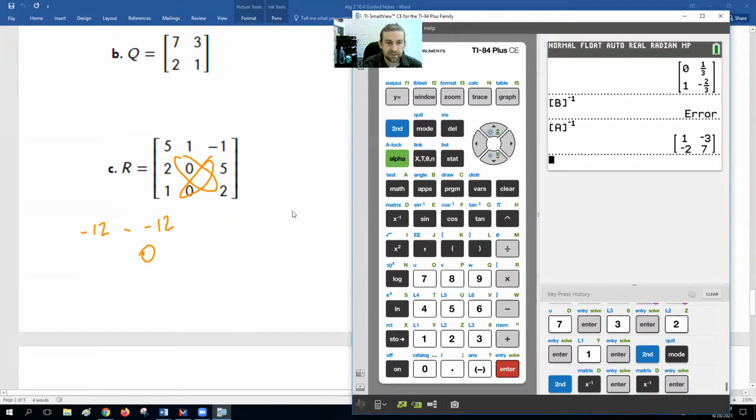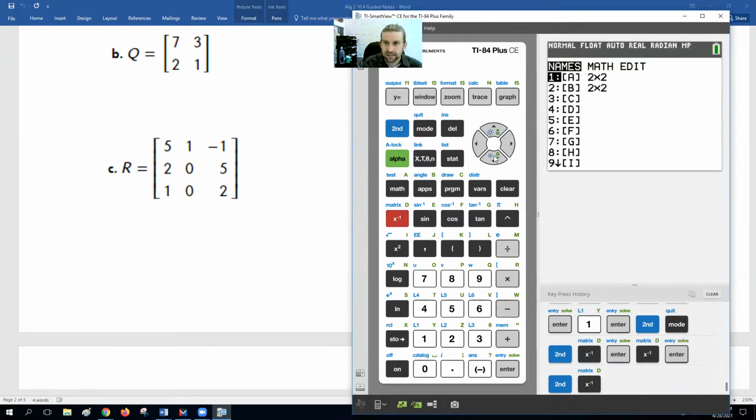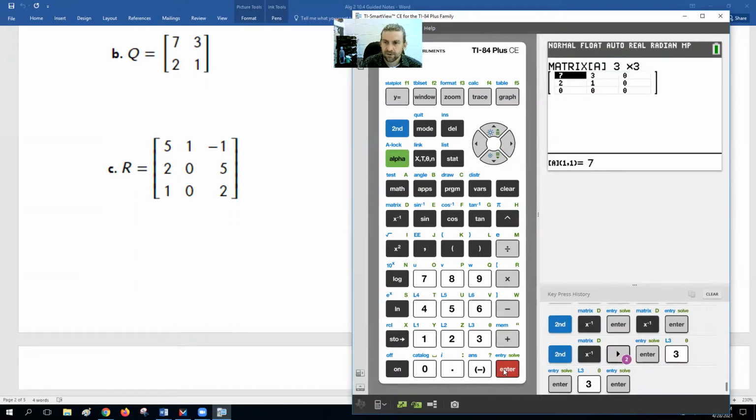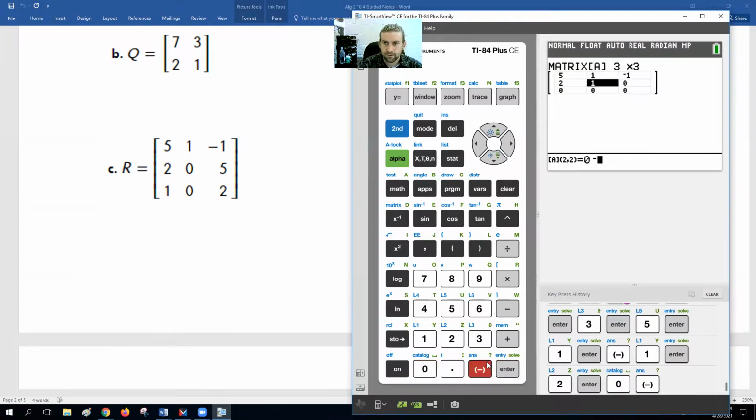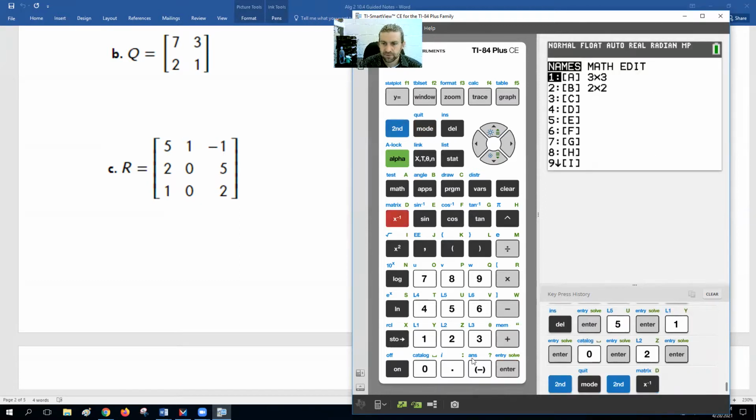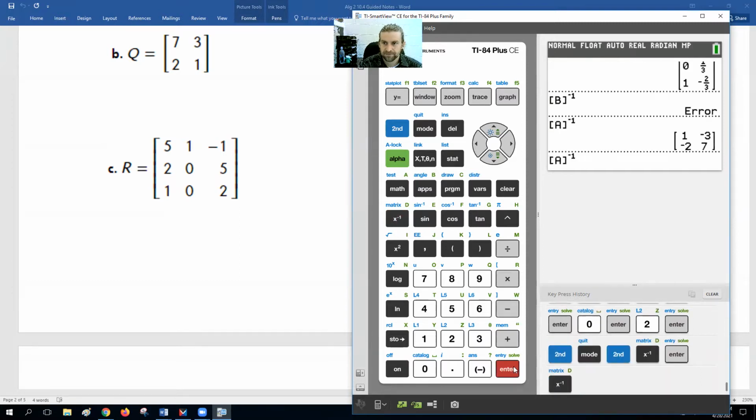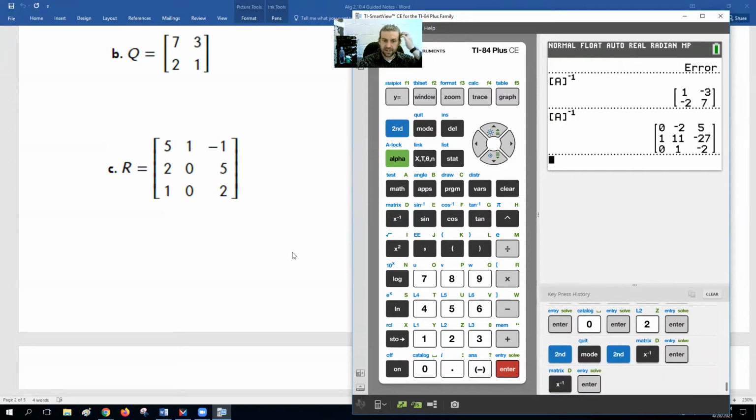Now, where it really is helpful is when we have a 3 by 3. So let's do this one here. So second matrix, let's edit matrix A again. But this time, let's make it a 3 by 3. You can see it adds another row, adds another column. We got 5, 1, -1, 2, 0, 5, 1, 0, 2. All right. So we're going to quit out. We're going to go to second matrix. We're going to call matrix A. Let's find the inverse of it. There we go. There's the inverse of matrix A.